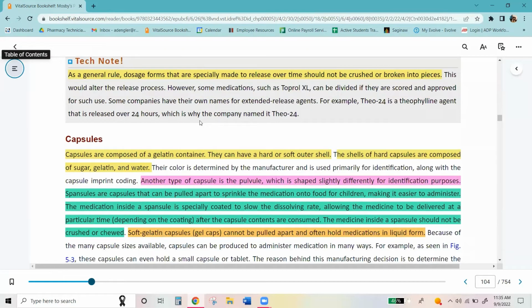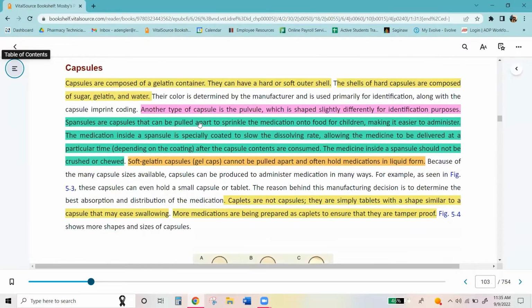Capsules are composed of a gelatin container. They can have a hard or soft outer shell. The shells of hard capsules are composed of sugar, gelatin, and water. The color is determined by the manufacturer, which is used for identification along with the capsule imprint coating. Another type of capsule is the pulvule, which is shaped slightly differently for identification purposes.